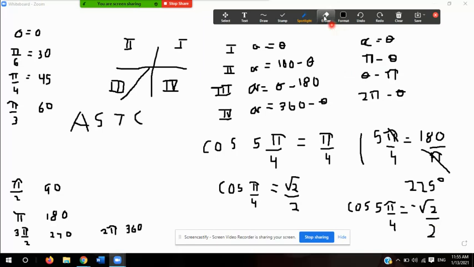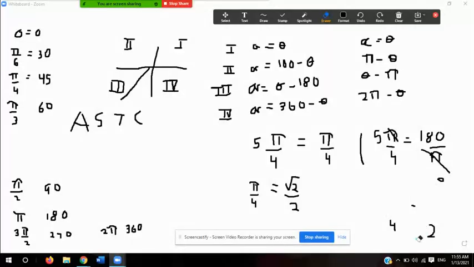Now let's look at one last example to clarify, because I know that can be a little confusing. Let's say we're going to look for the sine of 7 pi over 4. So let me go ahead and erase all this so that we can do that. Now we're not looking for the cosine, we're looking for the sine of 7 pi over 4.